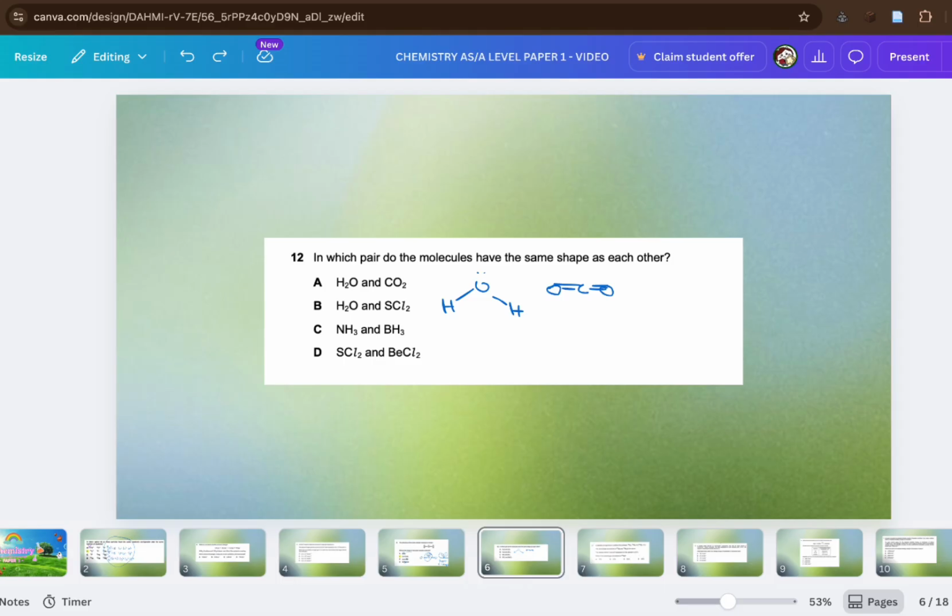Next, B. Already have the shape shown. Time to find the shape of SCl2. Sulfur bonded with two chlorine atoms. When sulfur is bonded with two chlorine atoms, it has two free electrons at the top. Alright, it's the same shape, which means the correct option is B, ladies and gentlemen.